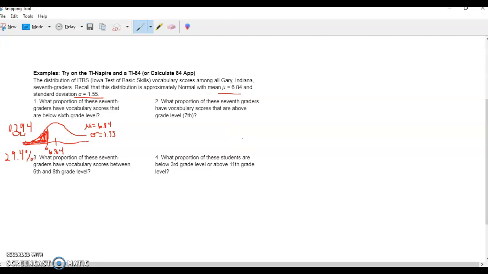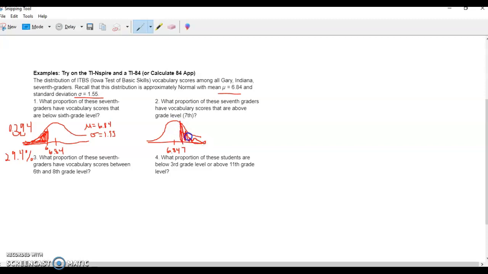Let's do a couple more of these. I guess I do 2 and 3. So 2, what proportion, same people here, of 7th graders are above grade level? So 7th or above. So I draw my picture. I label my mean in the middle, 6.84. And then 7th or above, so I put 7 to the right because 7's bigger than 6.84. And I want to know above 7th.